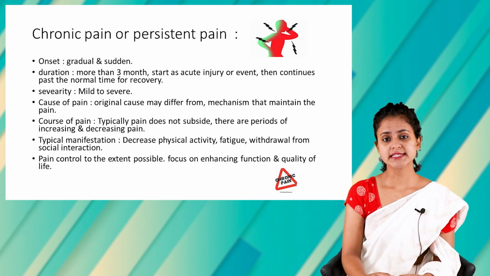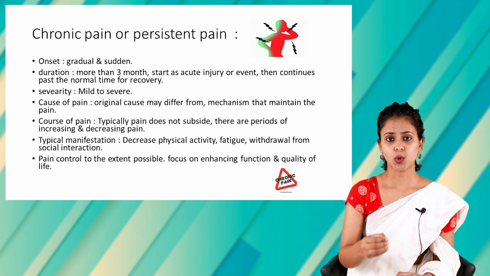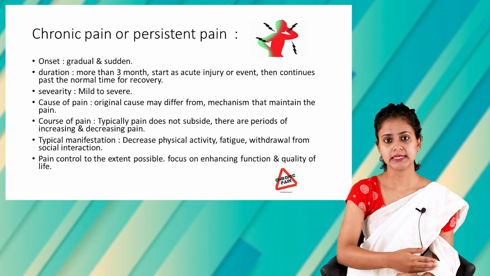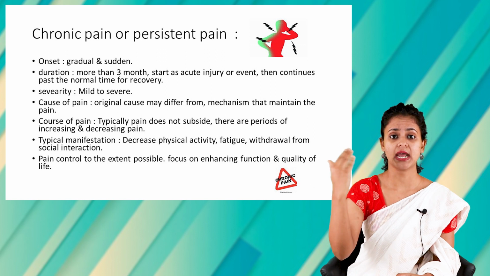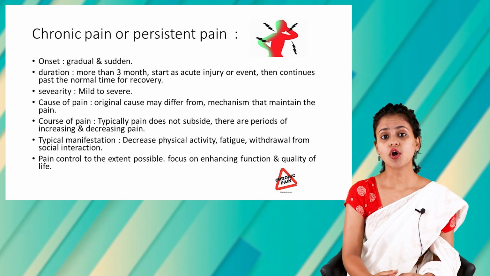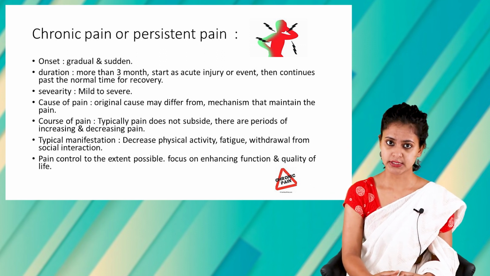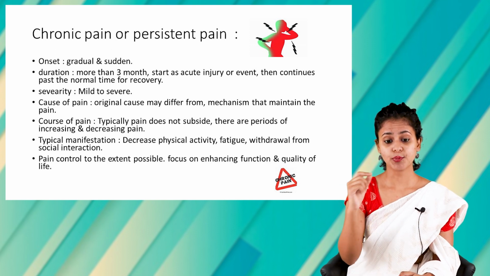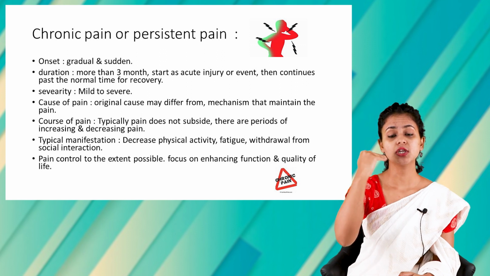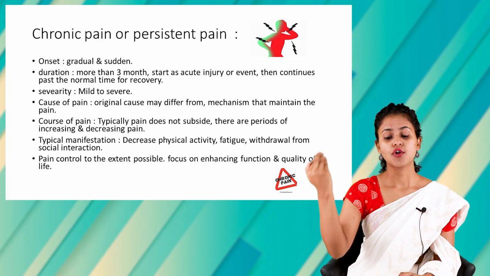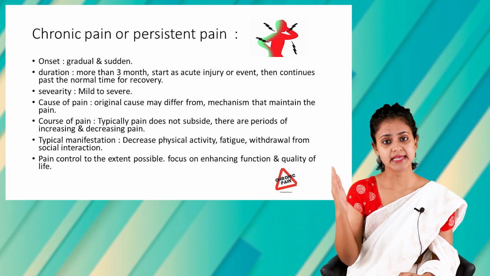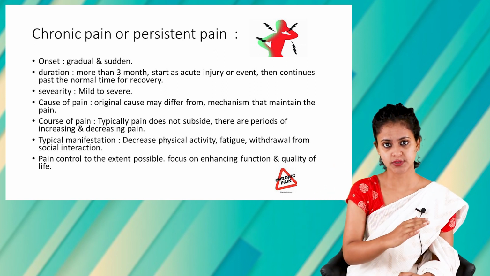The severity will depend on whether it is mild to moderate. So chronic pain can be mild, and it can also be very severe. Now, the causes of chronic pain often involve certain underlying disease conditions. But the important note here is that the original cause may differ from the exact mechanism that is maintaining the pain sensation for a particular individual.